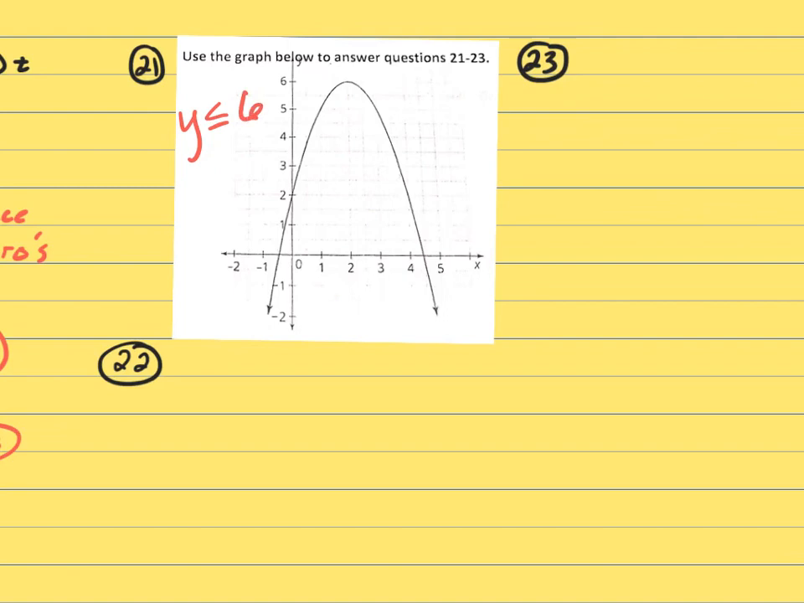Number 22, what are the zeros? And again, zeros are code for x-intercepts. So this one has two x-intercepts. It looks like negative 0.5 and 4.5.